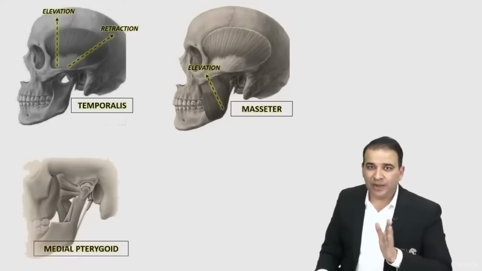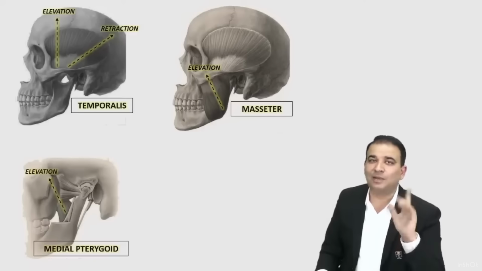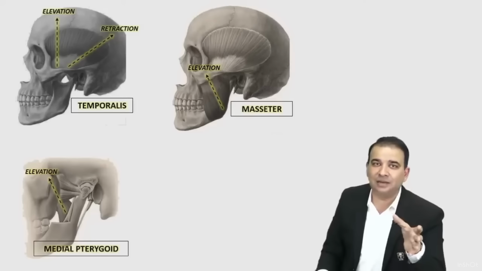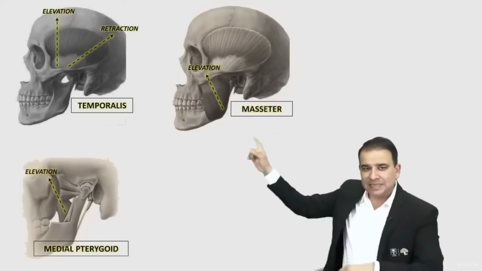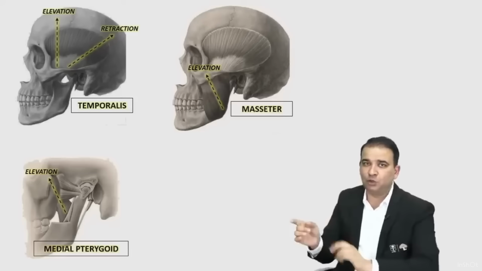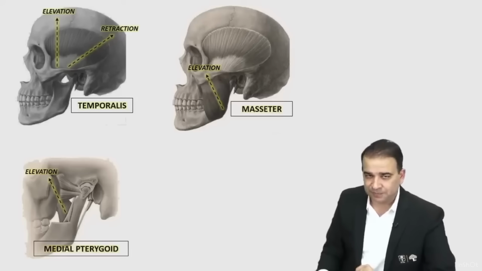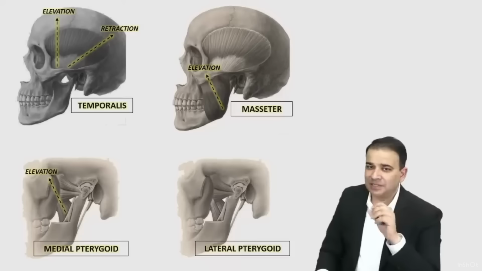So medial pterygoid is also helping in what? That is also helping in elevation and is also a weak protractor. Masseter and medial pterygoid, they both help in protraction, but what is the main job of both here? Elevation. And then comes the final muscle, that is lateral pterygoid.